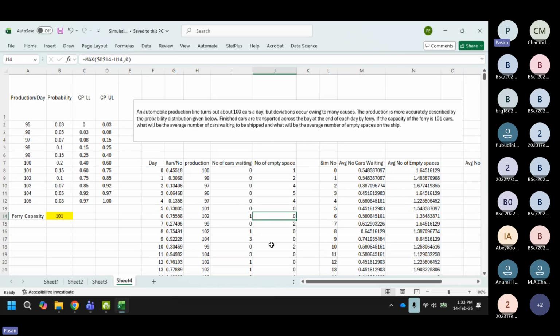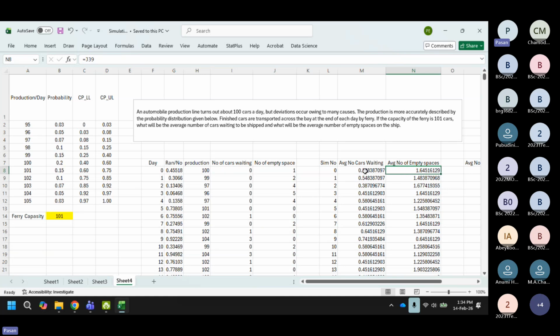Now we can identify, as we did a simulation for 30 days, right? That's considered one replication, or one simulation. We can identify the average from there, and we take those two numbers as the averages: the average of the cars waiting and the average empty spaces. Right, so we can identify those two numbers there.